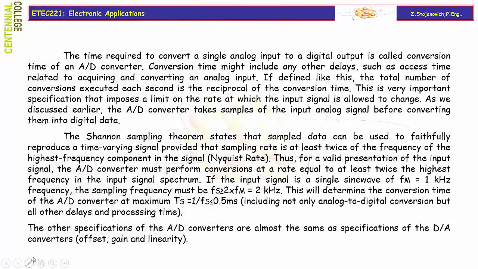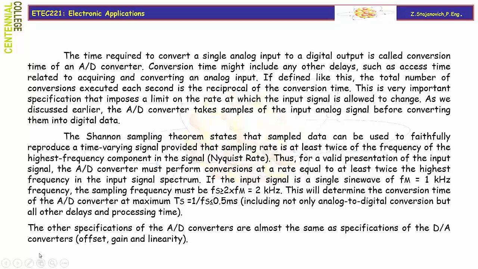The time required to convert a single analog input to a digital output is called conversion time of an analog digital converter. Conversion time might include any other delays, such as an access time related to acquiring and converting an analog input. If defined like this, the total number of conversions executed each second is the reciprocal of the conversion time.